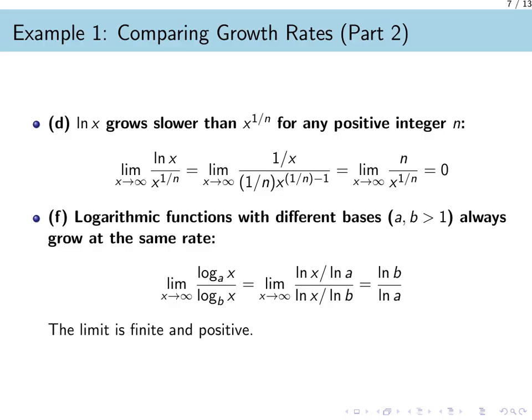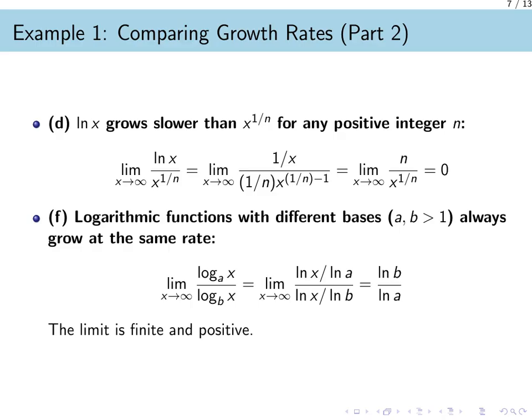Now let us explore two more important growth comparisons, this time involving logarithmic functions. First, we will see that the natural log of x grows slower than any root function, x to the power of 1 over n. When we take the limit of their ratio as x approaches infinity and apply L'Hopital's rule, the expression simplifies to n over x to the power of 1 over n, which clearly goes to 0. This means that even a very slow-growing root function, like the millionth root of x, will eventually grow larger than the natural log.